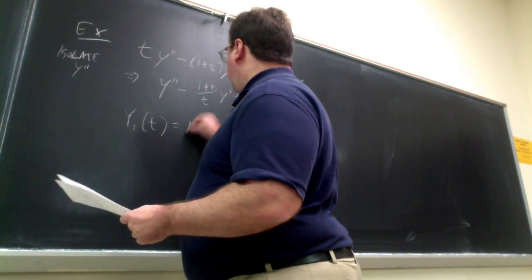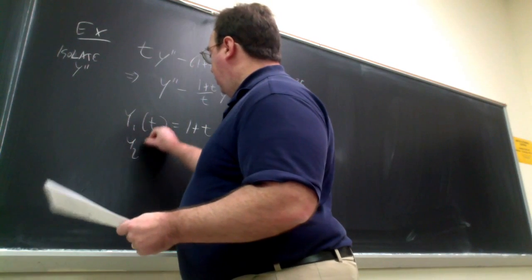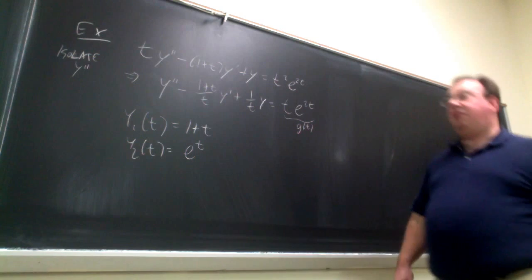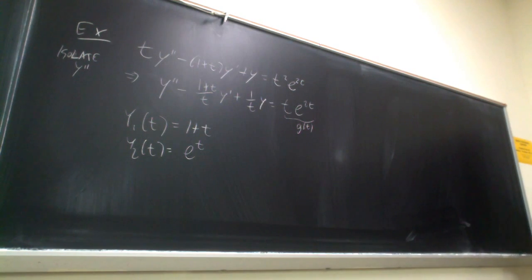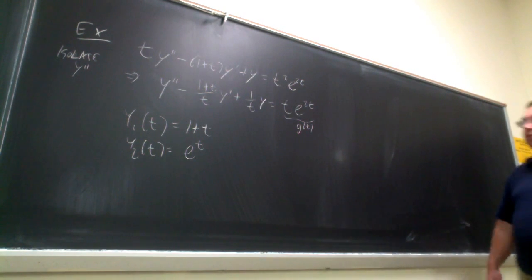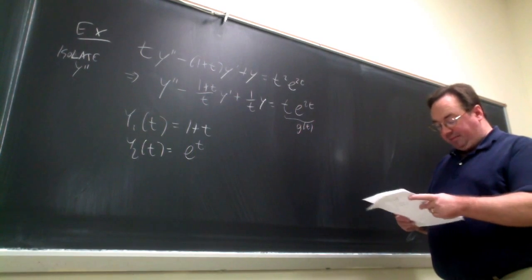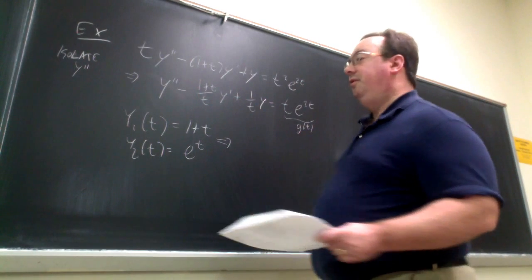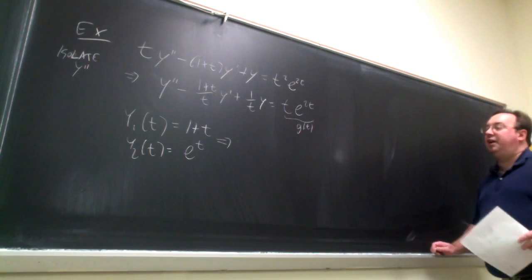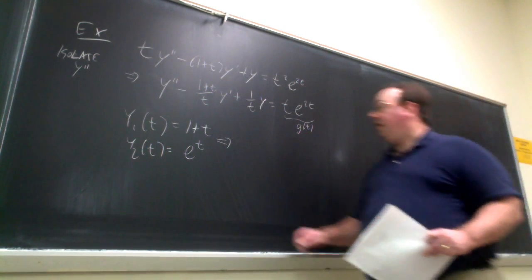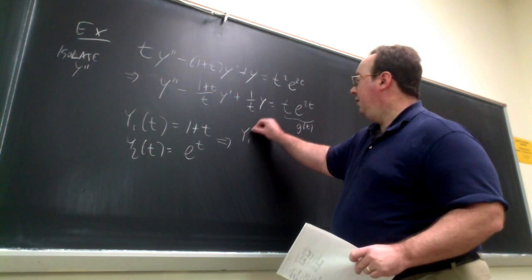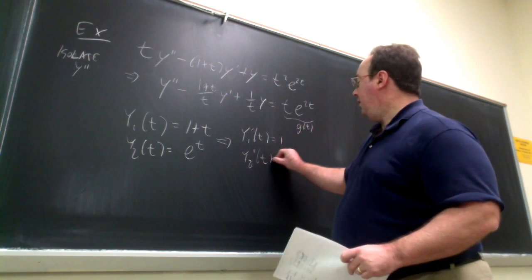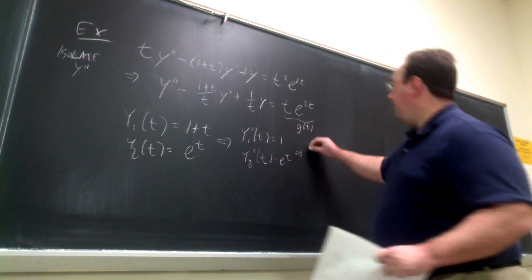So y1 will be 1 plus t, and y2 will be e to the t. So both of these are solutions. They're obviously not multiples of one another, so they're linearly independent. They make a fundamental set of solutions. So to set up the integrals for w1, w2 that we're going to need, we need a Wronskian. Of course, for the Wronskian, we need the derivatives. So 1 and e to the t. So now we can get the Wronskian.